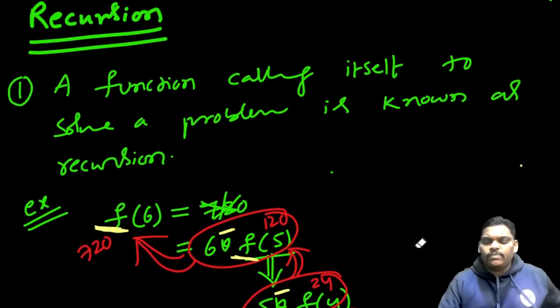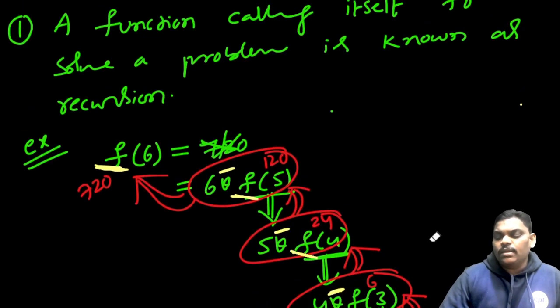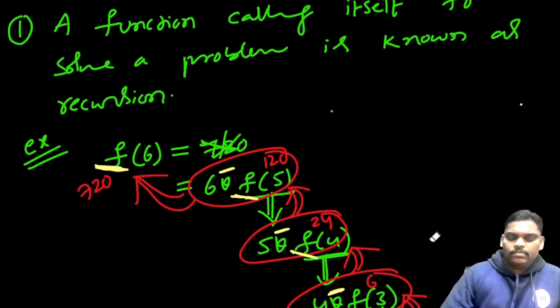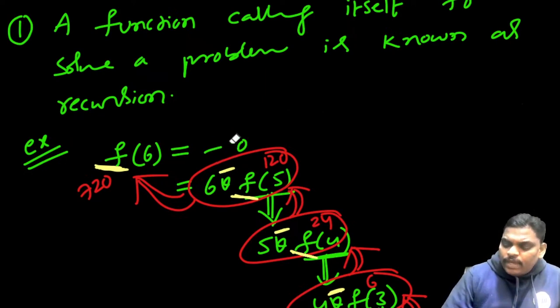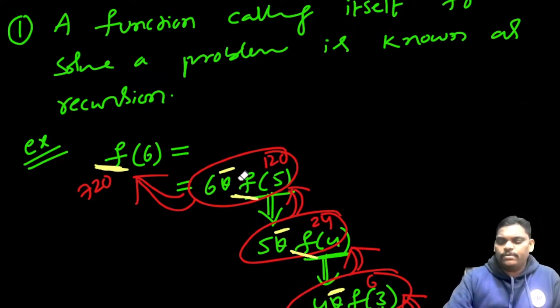Listen, from today onwards, if anyone asks you to explain recursion, simply say: a function calling itself is known as recursion. If they ask you for an example, give this example. If I want to find out the factorial of 6, if you know the answer 720, say directly 720. If you don't know, instead of saying don't know, go one position back and solve it.